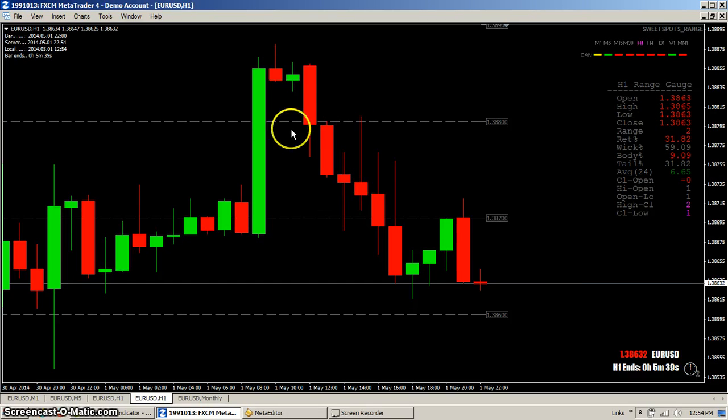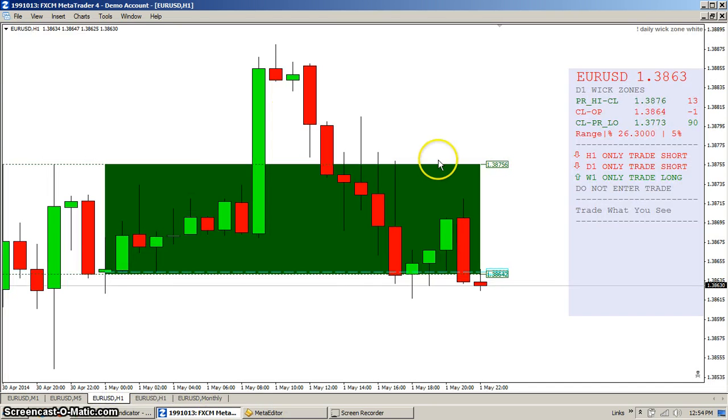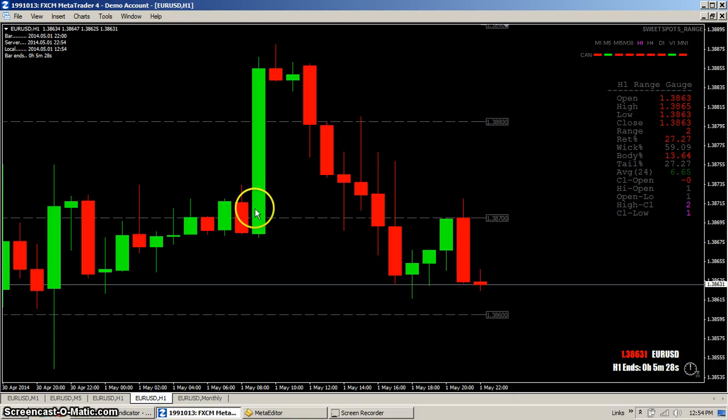But once again, these are just a horizontal line trade. Whether or not you use the daily Wick zone, or if you just use the sweet spots, you can do the exact same thing. Because once price gets between two lines, chances are it's not going to stay between those two lines. It's just that simple.